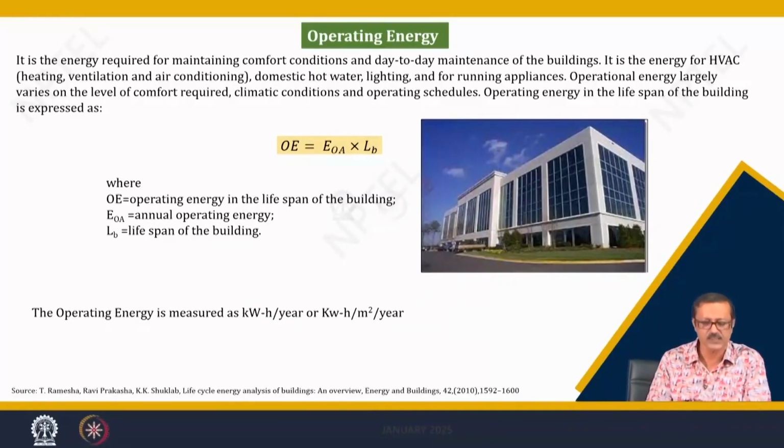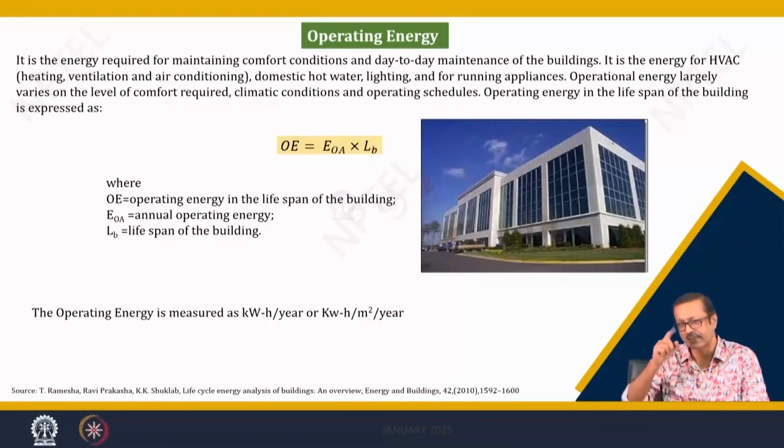So, in this particular paper by Ramesh et al., it is given that the operating energy is the annual operating energy, EOA, multiplied by the life of the building. But this EOA, the annual operating energy of the building, is not very static, it fluctuates.